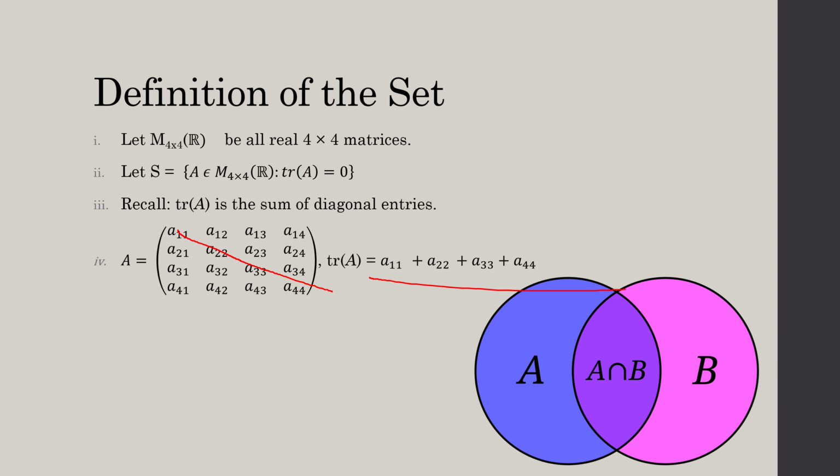This picture is just relating back to what we have. We could say that A is M, which is all real 4x4 matrices. B is all matrices that satisfy the condition that the trace is 0. So then the intersection of A and B would be S.